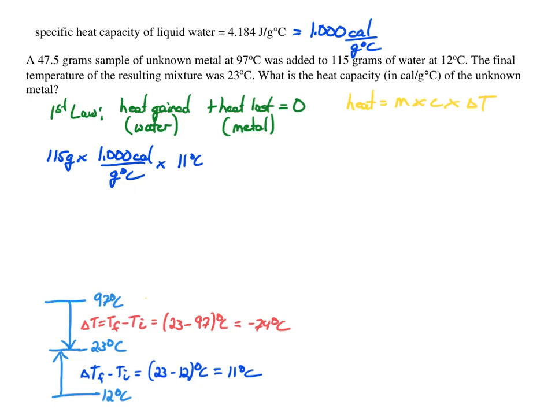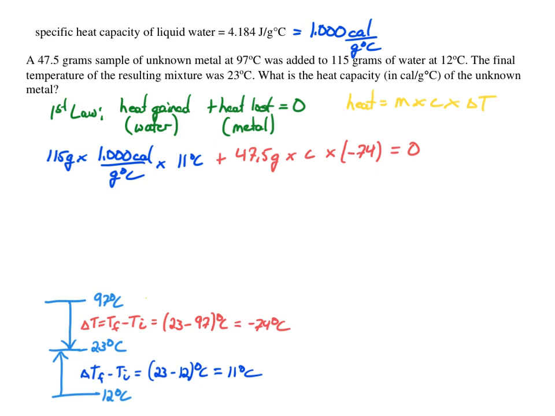Okay, for the piece of hot metal, we have 47.5 grams of the metal. We're trying to determine the specific heat capacity, so we're going to solve for that. And our delta T is minus 74. These have to sum to 0. Now when I do the math, I'm just going to ignore units so that it looks clearer.